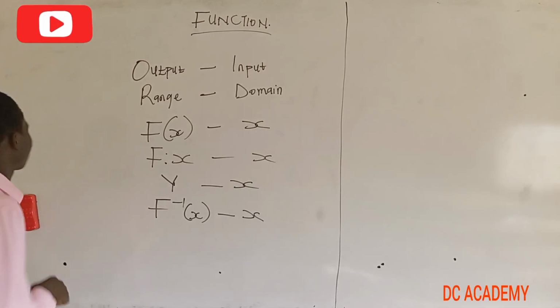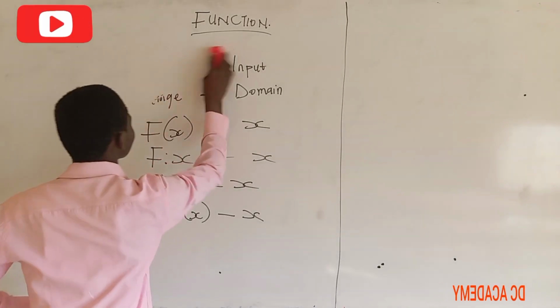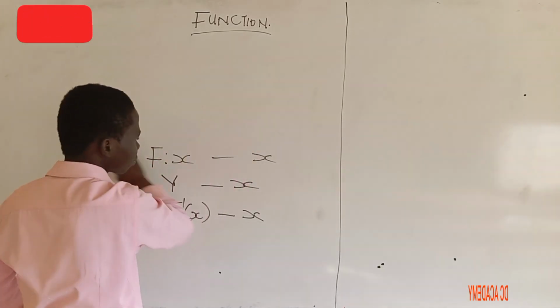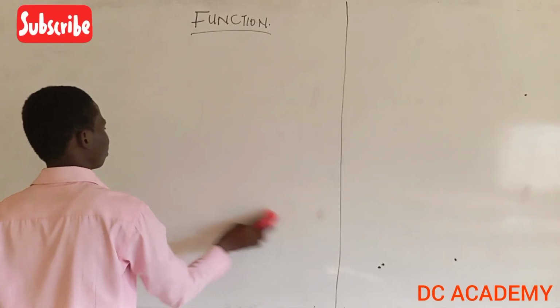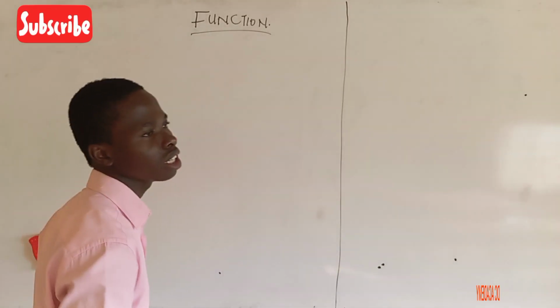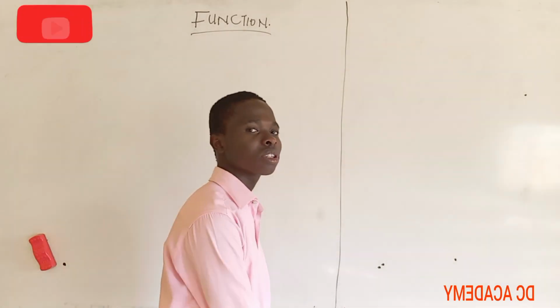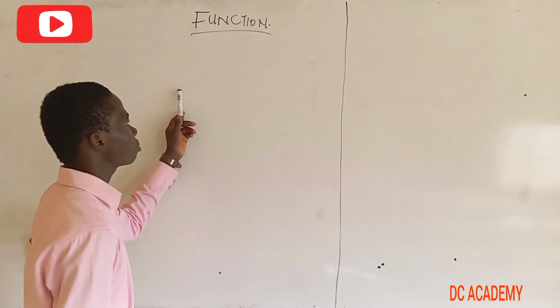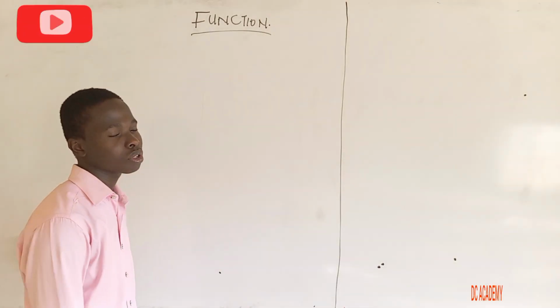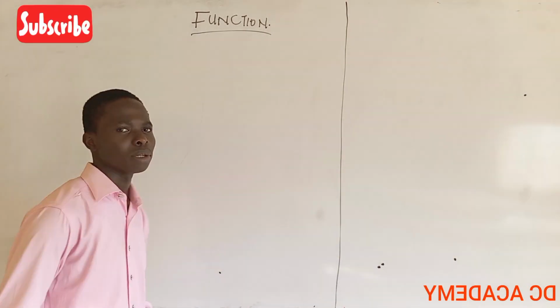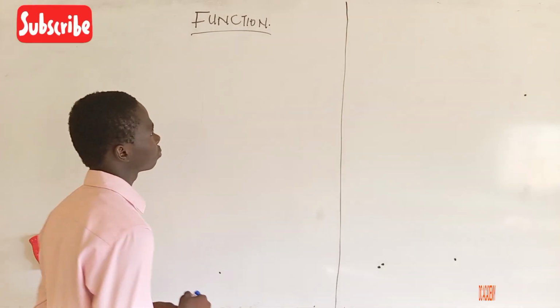Now, how do we know this? Recall, I told you that a function is the relationship between an output and an input. Now, let's look at the problems on this function.